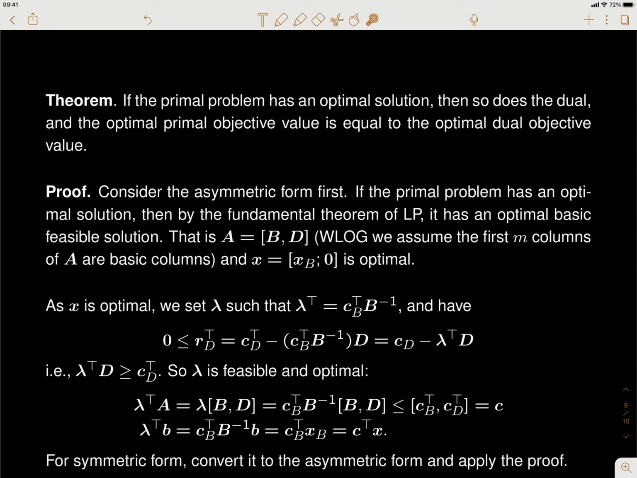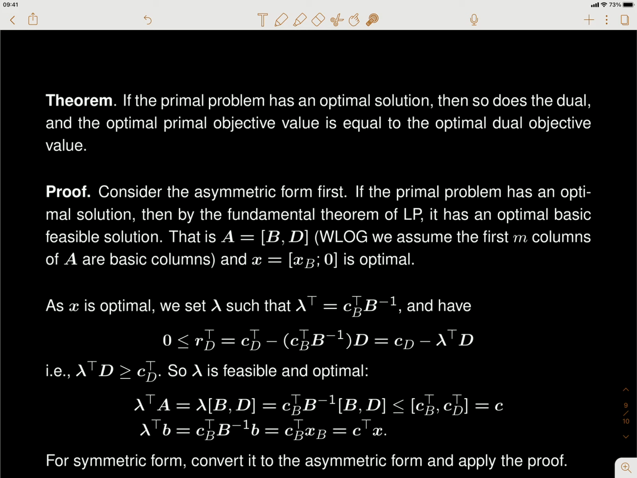Okay, and again, as I said, without loss of generality, we just shift around the columns of the matrix A and shift around the components of the vector x. So make sure that the first m columns of the matrix A and the first m components of the vector x correspond to the basic variables.